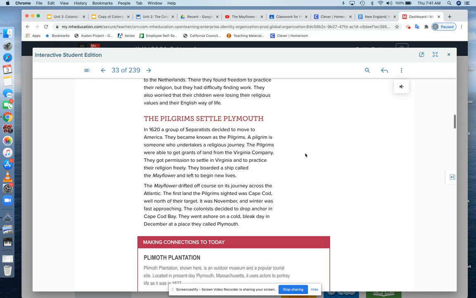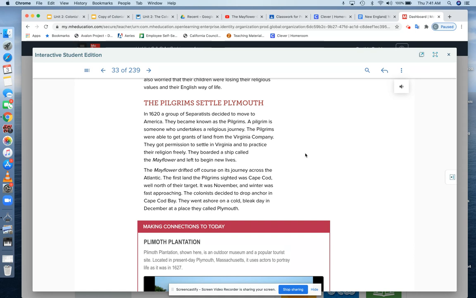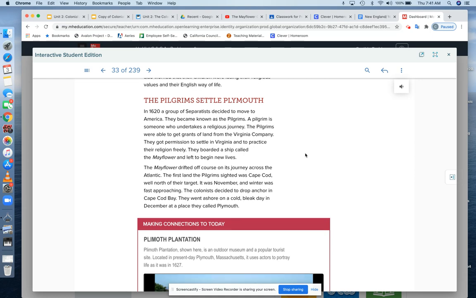The Pilgrims settled Plymouth. In 1620, a group of separatists decided to move to America. They became known as the Pilgrims. A pilgrim is someone who undertakes a religious journey. The Pilgrims were able to get grants of land from the Virginia Company. They got permission to settle in Virginia and to practice their religion freely. They boarded a ship called the Mayflower and left to begin new lives in the Americas.